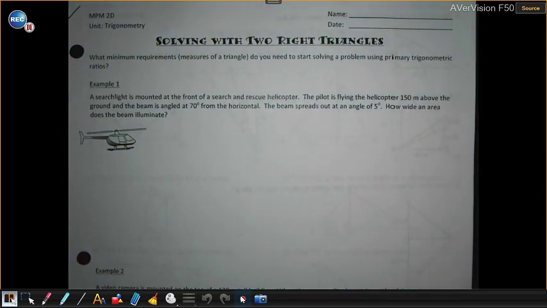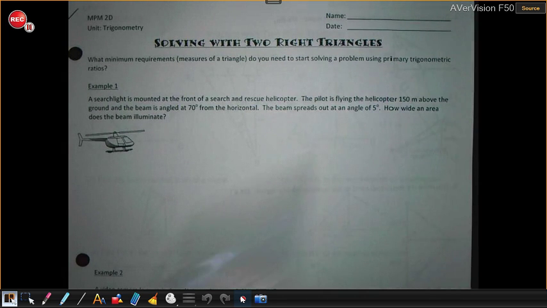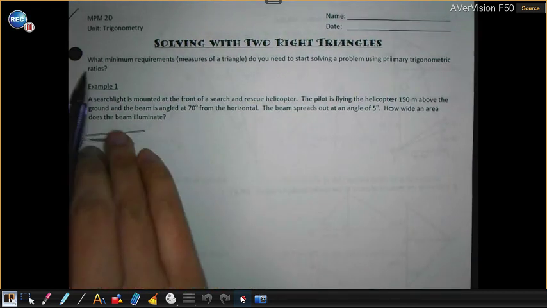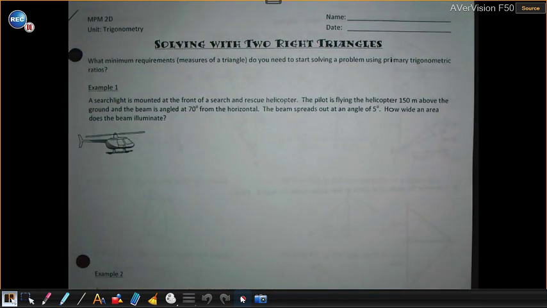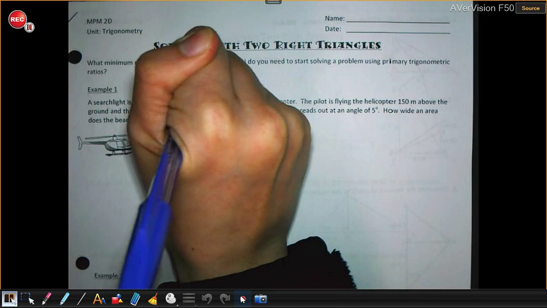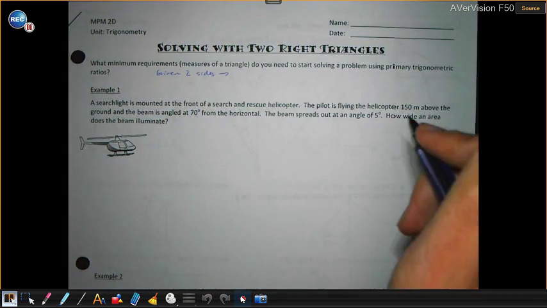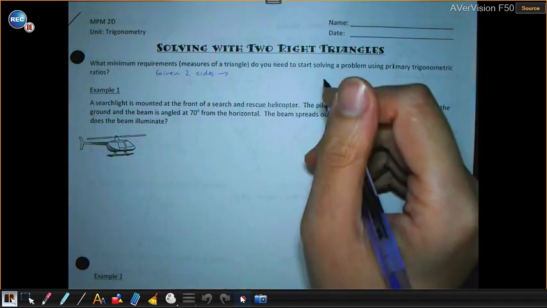Alright class, so what we're going to look at today is solving problems with two right triangles. So first off, let's recap. What minimum requirements or measures of a triangle do you need to start solving a problem using the primary trig ratios? So anytime we're given a right triangle and we're given two sides, then we know we can solve for an angle, so specifically the reference angle.